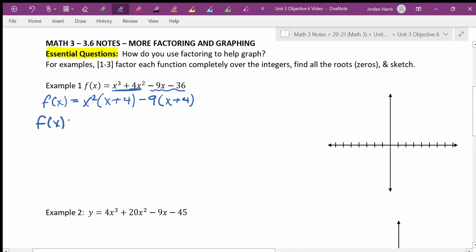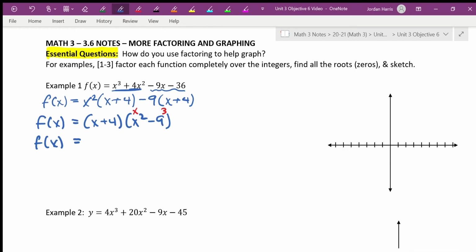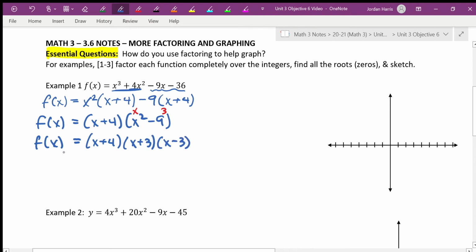So I have x plus 4, and then x squared minus 9 left, and now we are multiplying them. And then it factors more. Difference of squares, right? x squared, 3 squared. So it's x plus 4, x plus 3, and x minus 3. Factored.